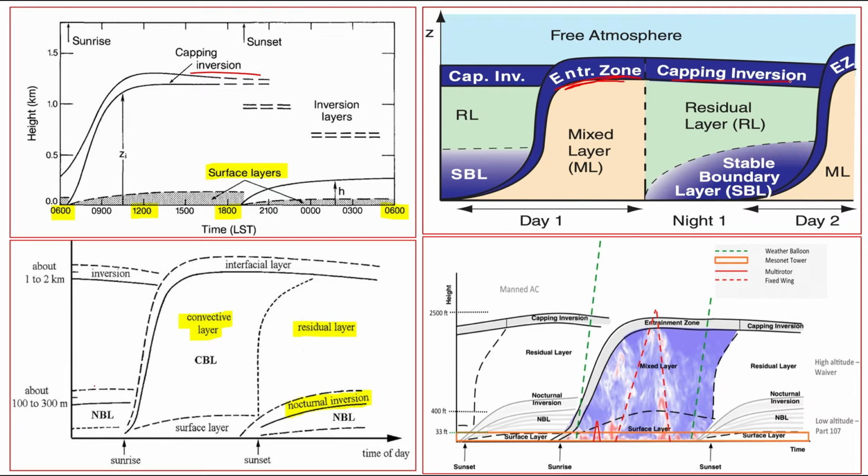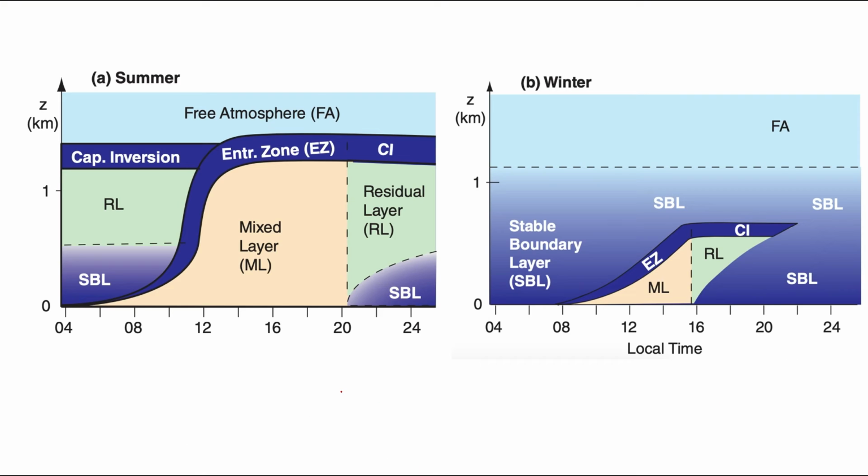In the night they are mentioning this as the capping inversion. So we have a convective mixed layer, entrainment zone, and capping inversion. All that we will discuss in the next slides. Also we have this nocturnal inversion, that is the inversion layer generally. So the same boundary layer properties due to the different temperature in the day and night are mentioned, but whatever we discussed is for the summer.